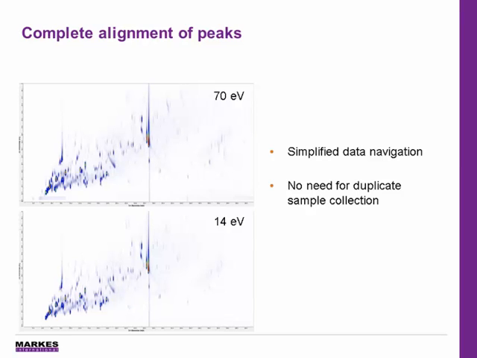And here we have the results of tandem ionization for a cigarette smoke sample. 2 independent data files are created with perfectly aligned peaks for easy comparison of the spectra. Now, this is a real bonus when performing thermal desorption or SPME, as you don't need to perform duplicate sample collection, as you're getting both hard and soft ionization in a single run.